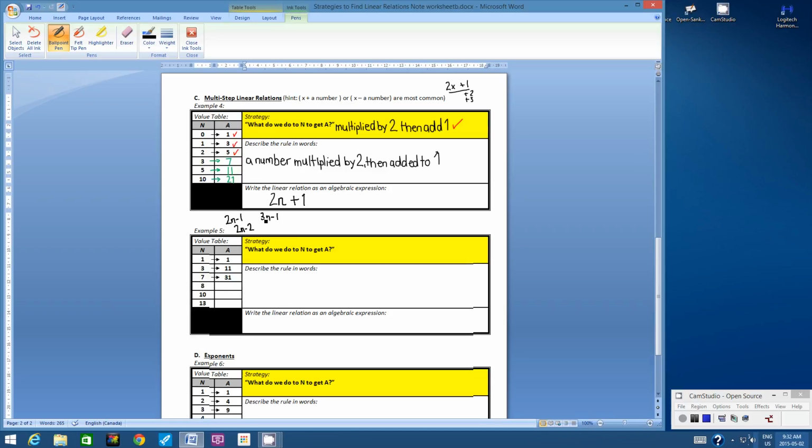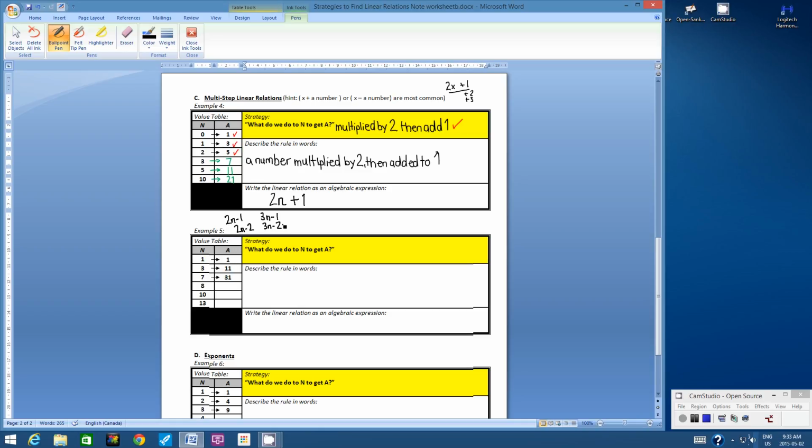So if I use 3n minus 1, 3 times 1 is 3. Subtract 1 is 2. So already I know this doesn't work. So let's try it again. How about 3n minus 2? Okay, so 3 times 1 is 3. Minus 2 is 1.